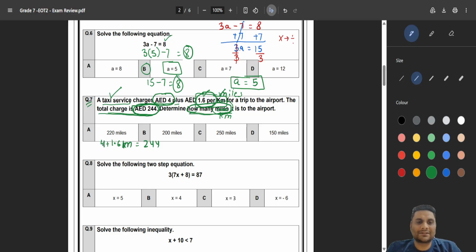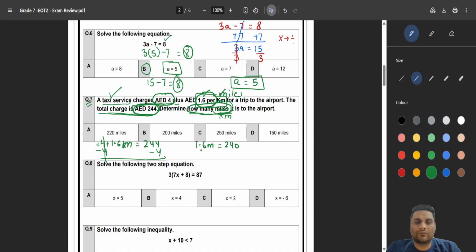Now check. This is 4. What do I have before 4? Nothing. And this is plus. So how will I remove the 4? By doing minus 4. We are solving the equation to find the number of miles m. If I do minus 4 here, I will do minus 4 on the other side also. Okay. Khalas. 1.6 m, I will write here 1.6 m equal 244 minus 4, 240.